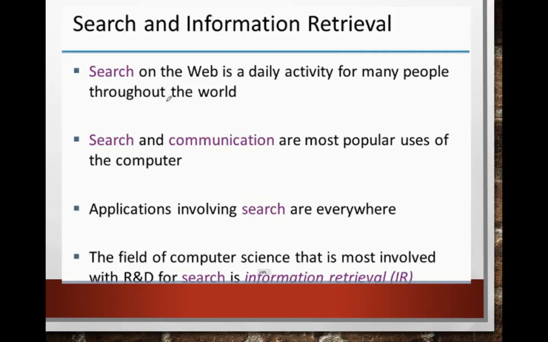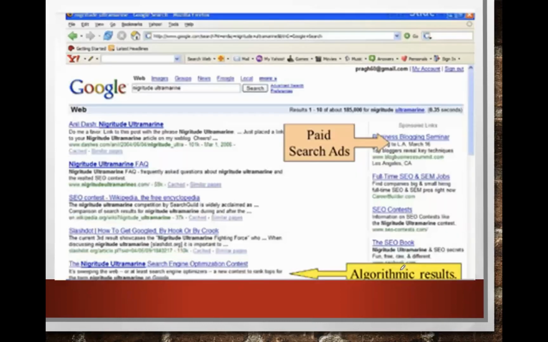So these are various applications where we are using search in our daily life. The field of computer science that is most involved with research and development for search is information retrieval, which is very important. This is just an example of search. When you type something in the search bar, you can find all the links related to that search, right? That is the example of search.